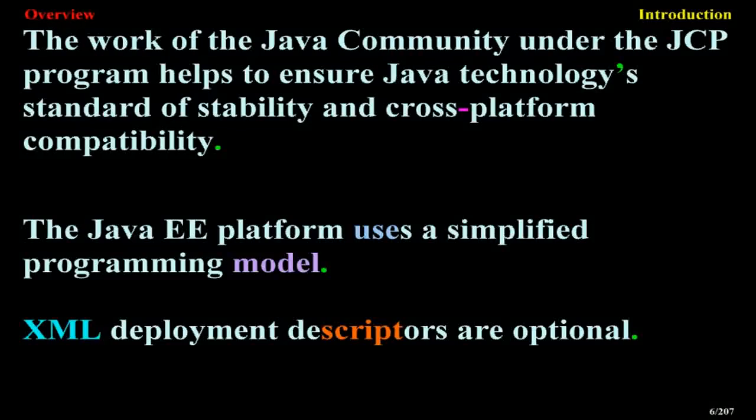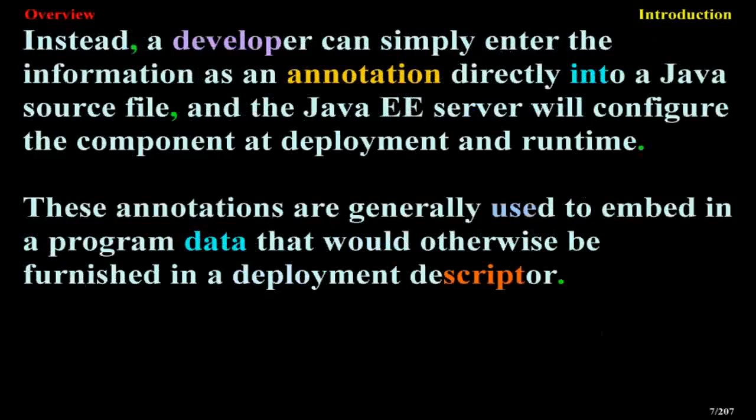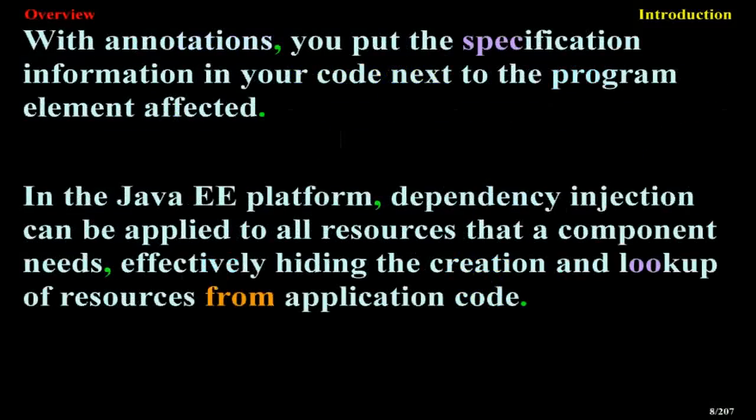The Java EE platform uses a simplified programming model. XML deployment descriptors are optional. Instead, a developer can simply enter the information as an annotation directly into a Java source file, and the Java EE server will configure the component at deployment and runtime. These annotations are generally used to embed in a program data that would otherwise be furnished in a deployment descriptor. With annotations, you put the specification information in your code next to the program element affected.